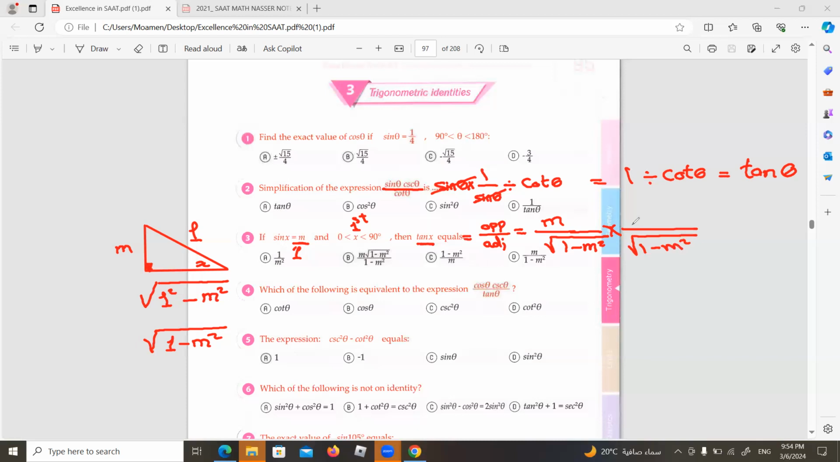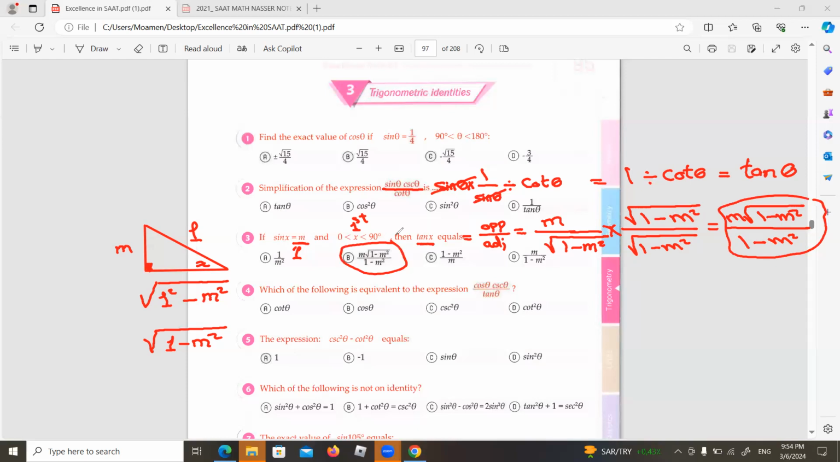So I multiply by the root here and multiply by the square root of 1 minus m. Any number multiplied by itself, it's power 2. Power 2 is the root, so I remove the root. So 1 minus m power 2. Up, you multiply m by the square root. So m multiplied by the square root of 1 minus m squared. So this is the result. As you see, the result will be letter B.